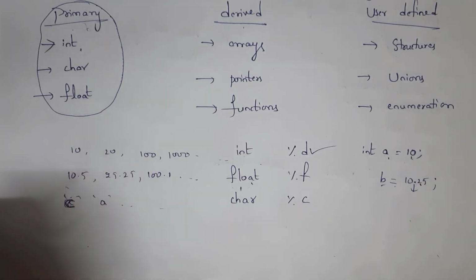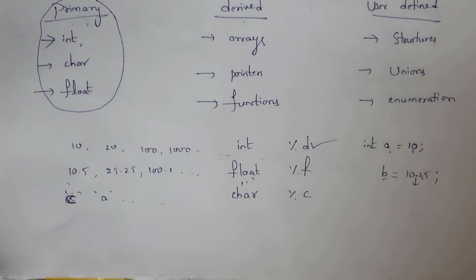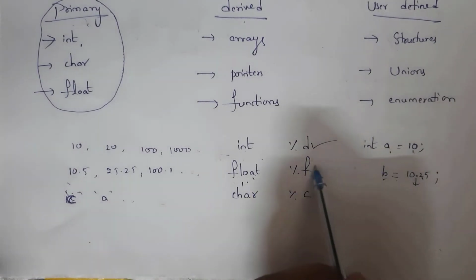So whenever you want to use any floating point values, then you need to use data type float. Whenever you use float data type, you need to use format specifier %f. Here you need to give float.